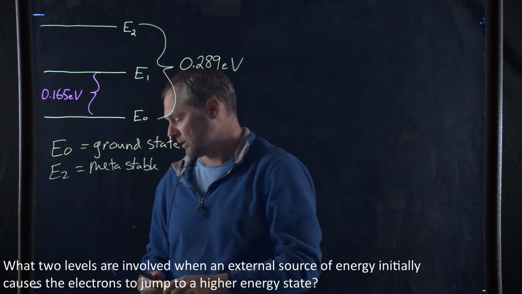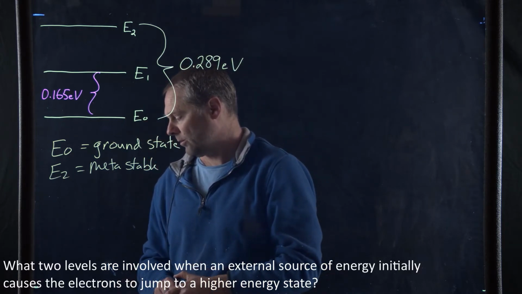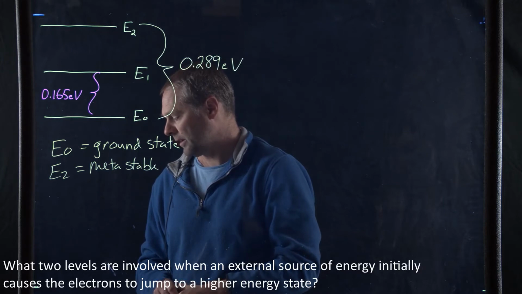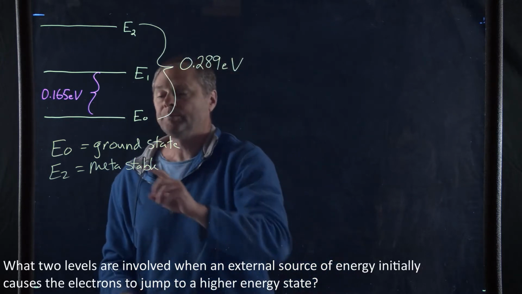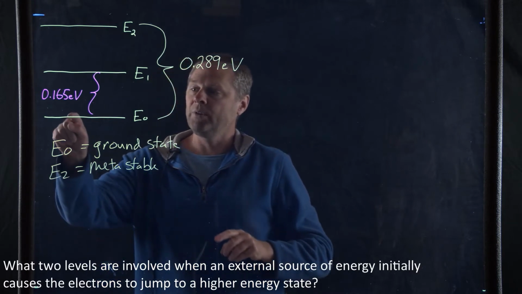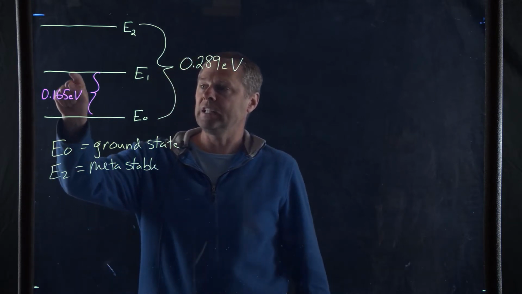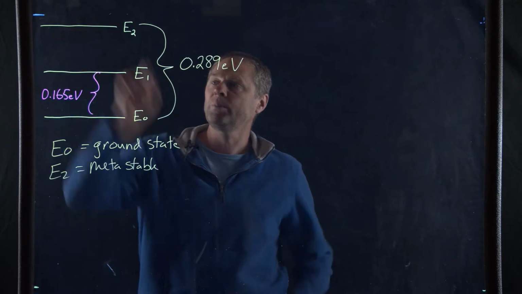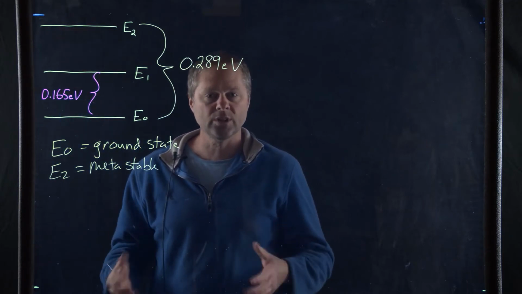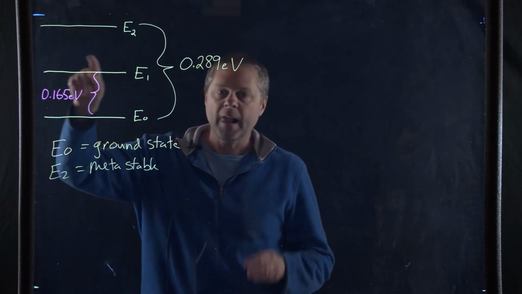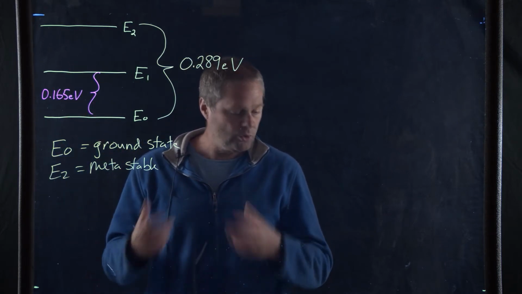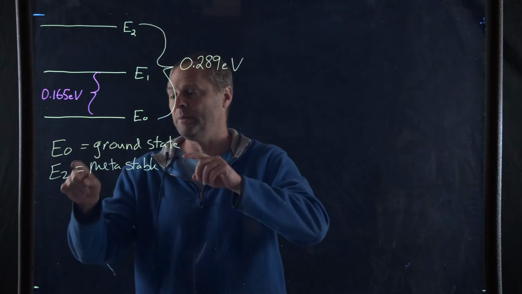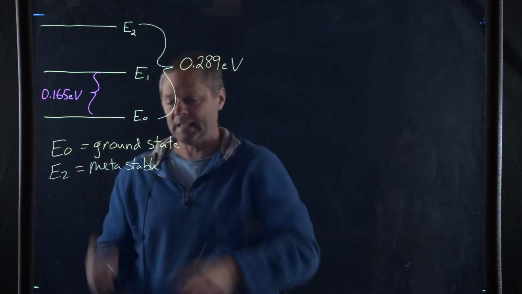So the question reads once again, what two levels are involved when an external source of energy initially causes the electron to jump to a higher energy state? As the population moves from E0 to E1, it's then going to move up to E2 because E2 is going to be the more stable state. Any population in E1 is not going to last long, and so the two states that are involved in this are going to be E0 and E2.